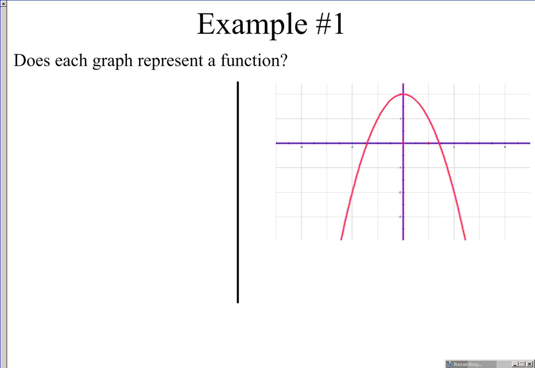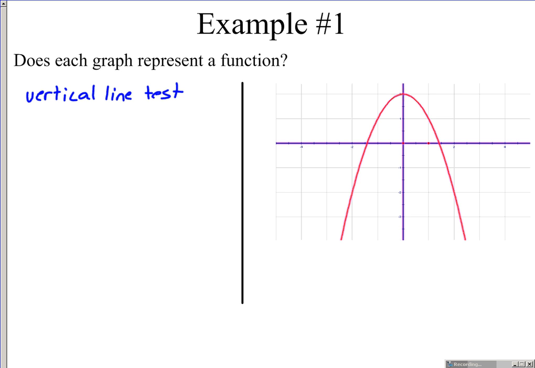We can use what is called a vertical line test when we have the graph of a function to determine whether or not it is a function. What this vertical line is representing is every single different value of x. So right now this vertical line is representing x equals -4, x equals -3, x equals -2.